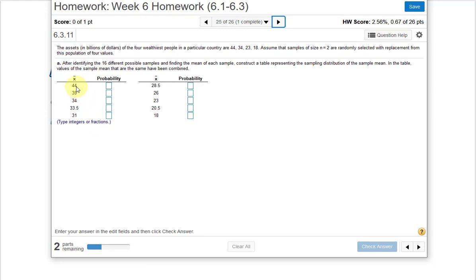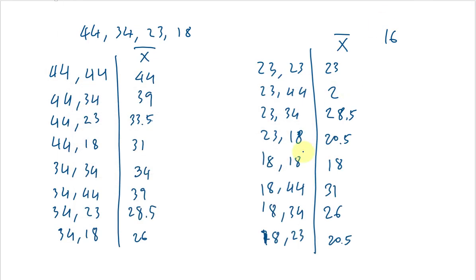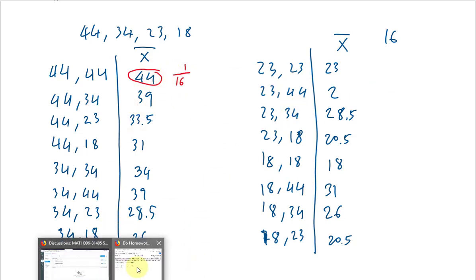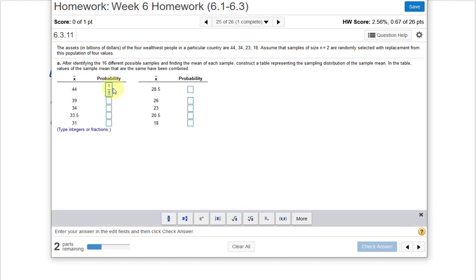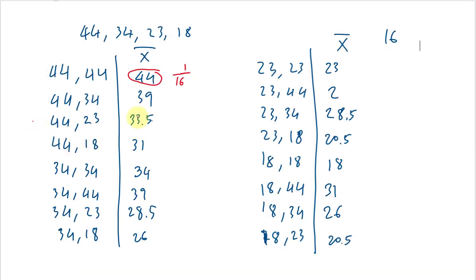We have 44. What is the probability of 44? Okay. So 44, we know that 44 is right here. So 1. Right, so only one 44. Okay, so that is 1. We have 16 total, so we have 1 over 16. Okay, there are 16 of them. So the probability of that should be 1 over 16. How about 39? 39 we have 1 here, 2 here, only 2. So 2 over 16.